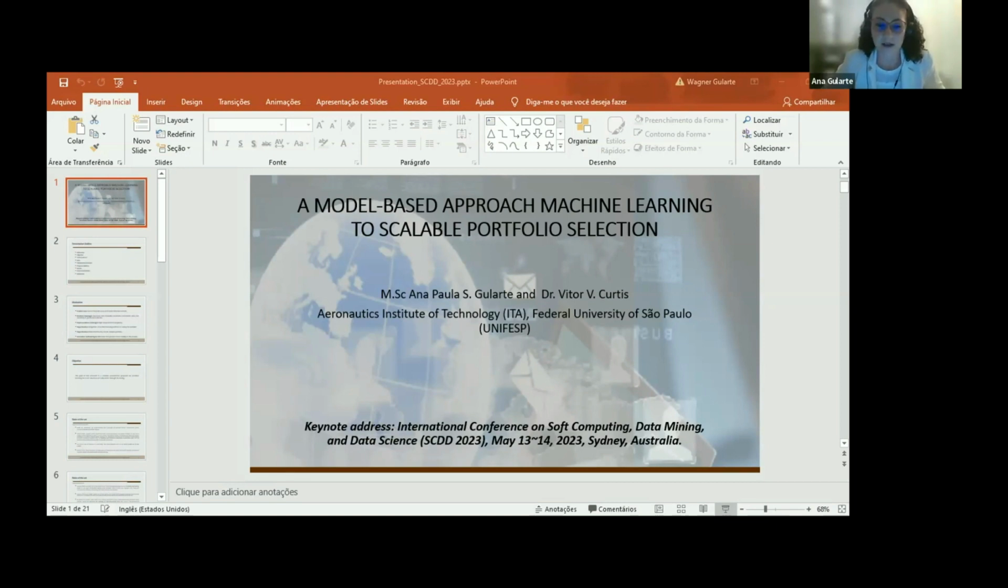I'm Paula Gularte, a master's student in operation research, specializing in data science, and Dr. Vitor, a professor from the computer science division, are affiliated with the Aeronautics Institute of Technology in the Federal University of São Paulo from Brazil. Today, we are pleased to present our scientific paper, a model-based approach to scalable portfolio selection using machine learning.